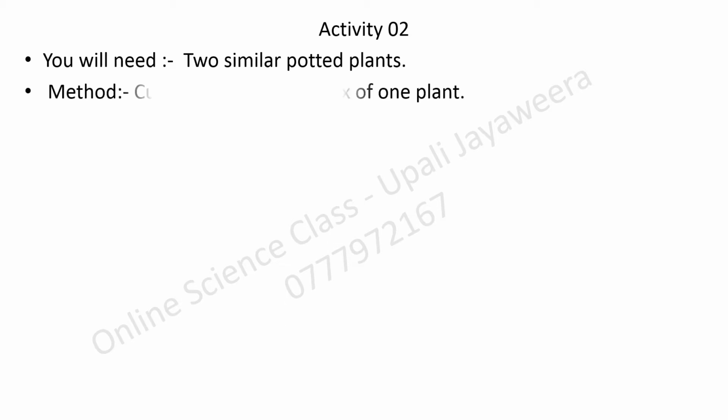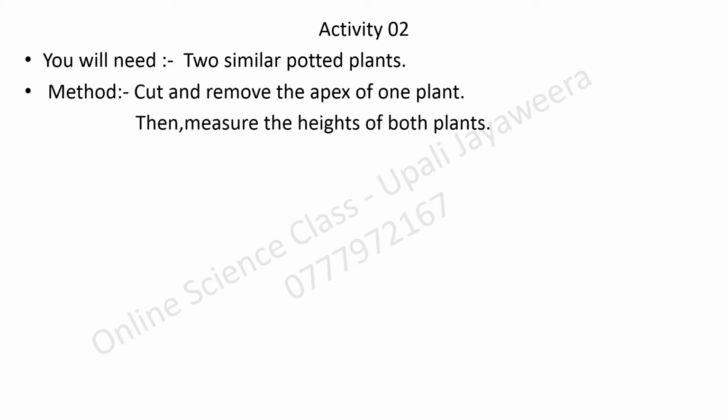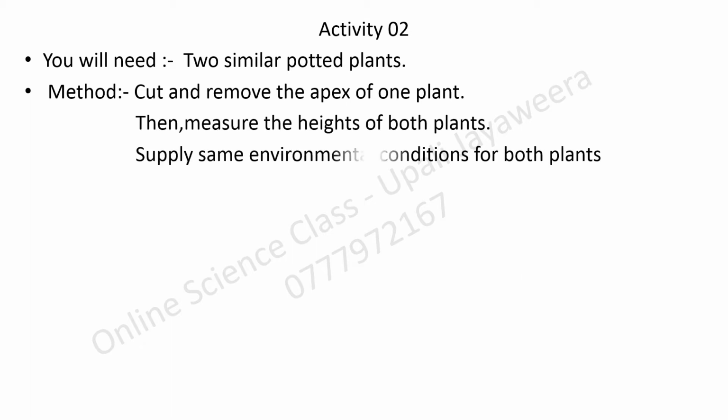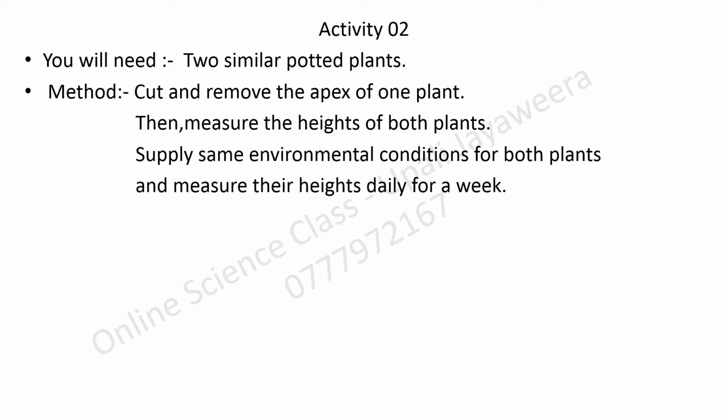Now we'll discuss activity 2. You need two similar potted plants for this activity. The steps: cut and remove the apex of one plant. Then measure the heights of both plants. Supply the same environmental conditions for both plants and measure their heights daily for a week.